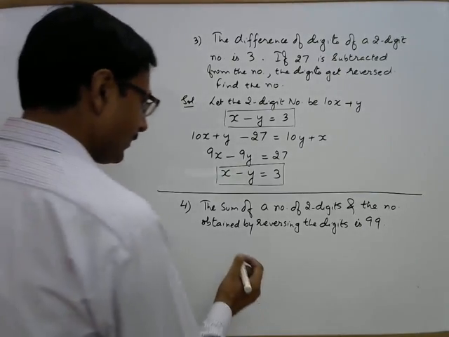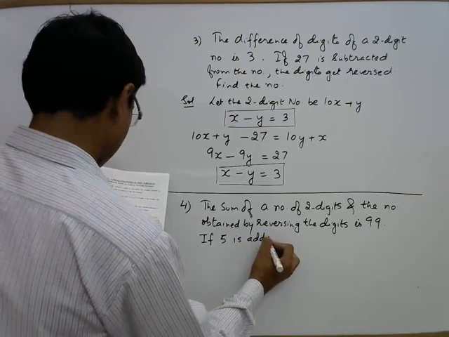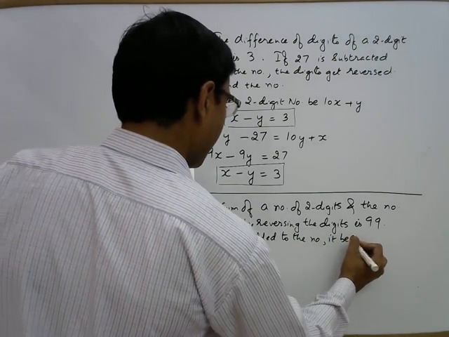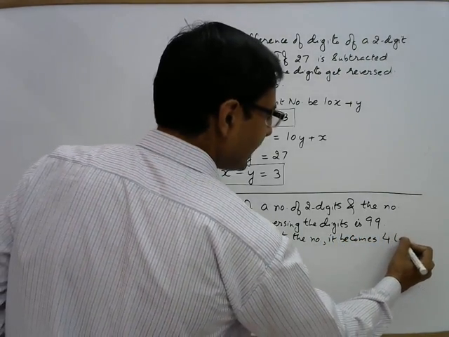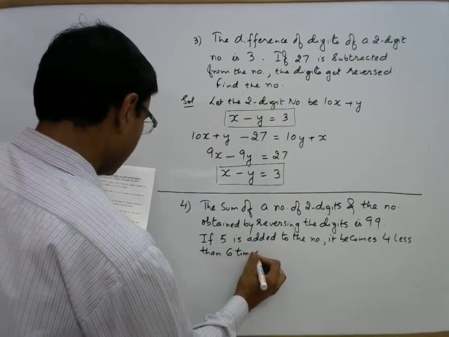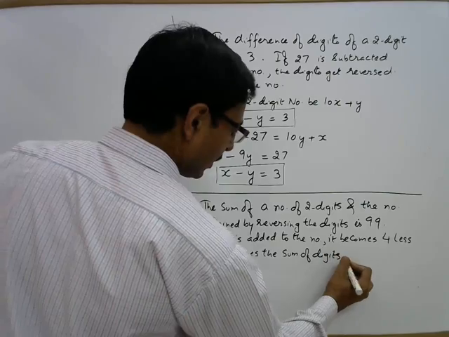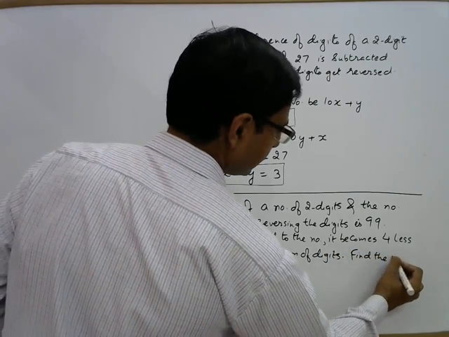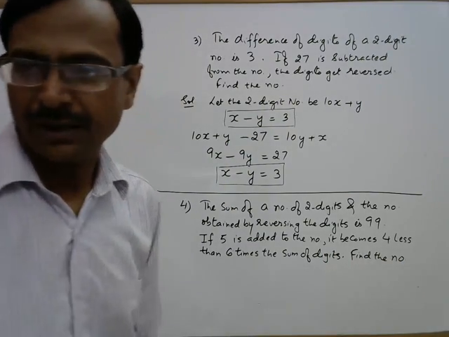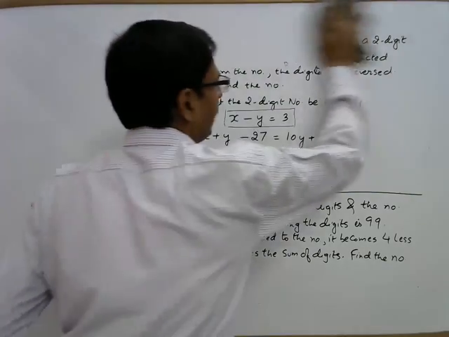What about the second condition? The second condition is if 5 is added to the number, it becomes 4 less than 6 times the sum of digits. You need to find the number. So students, we have changed the condition now and we need to frame the equations for this question now.